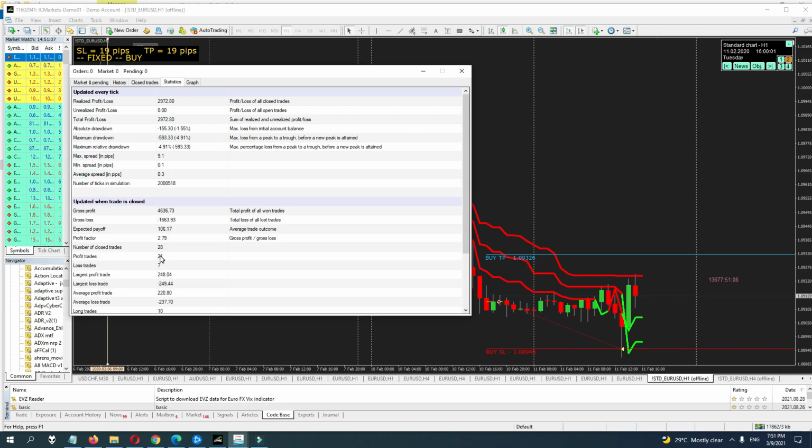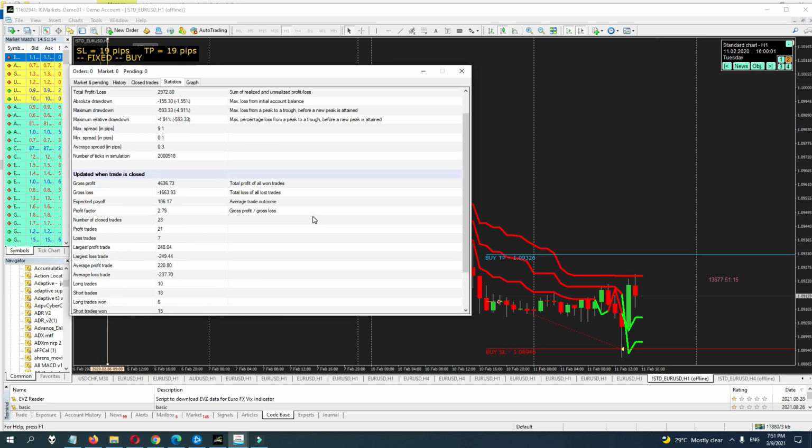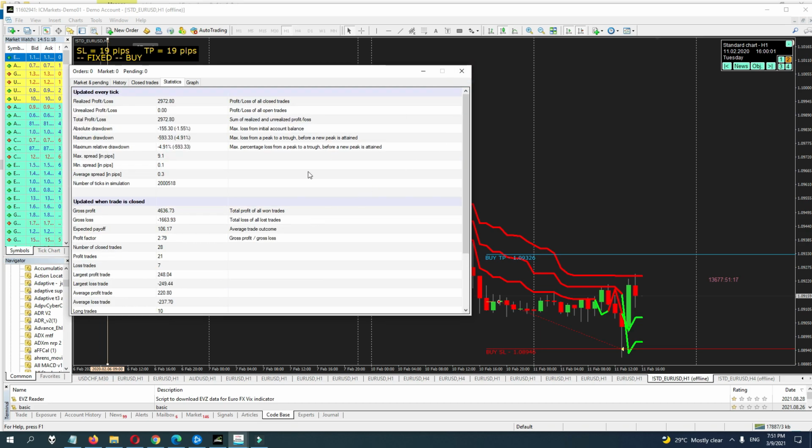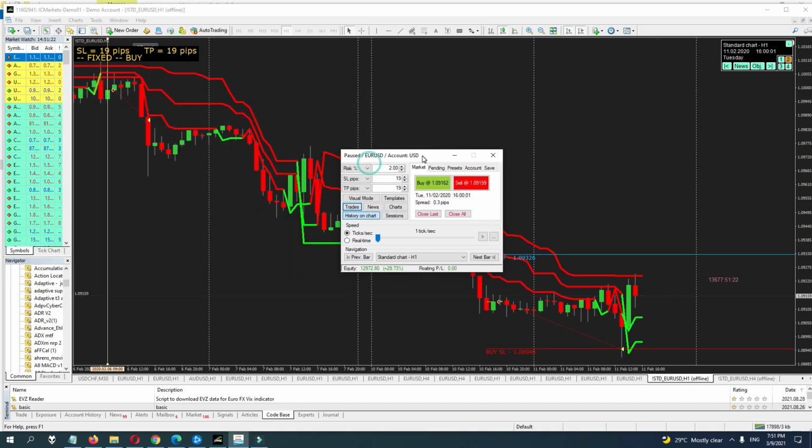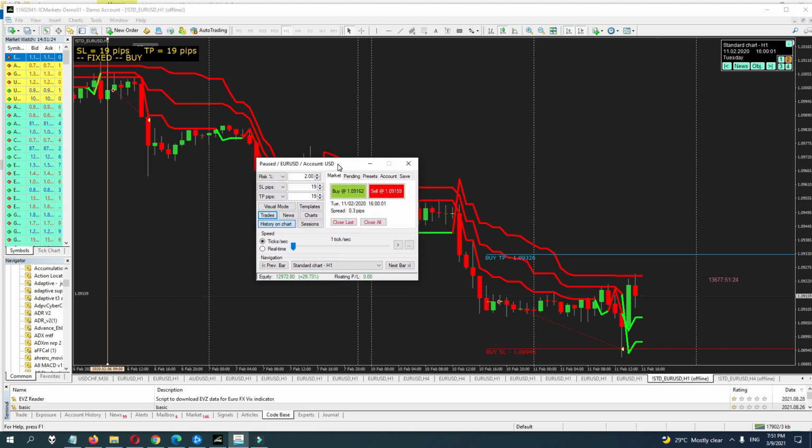In 28 trades we win 21, so we lose 7, and that's really good. I'm going to test this 100 times to see what the win rate is.